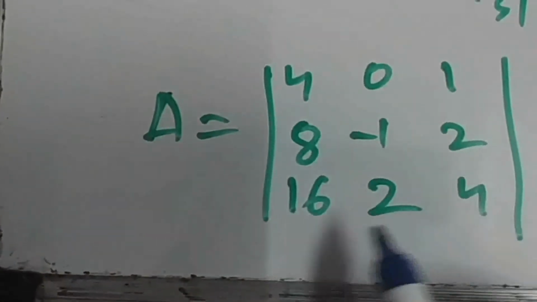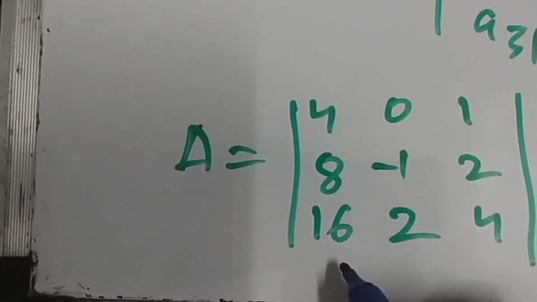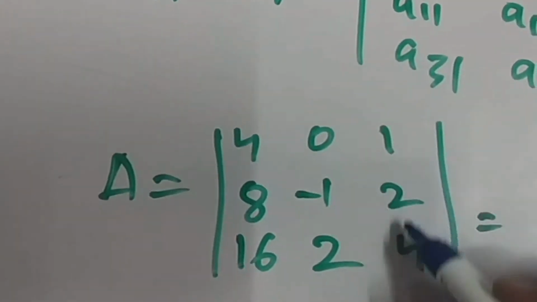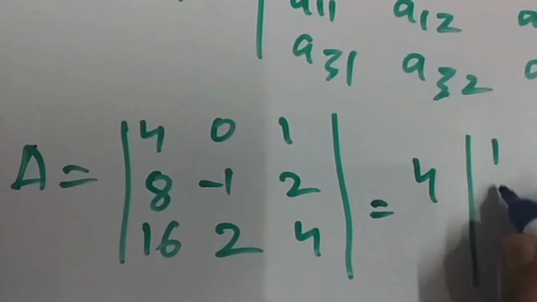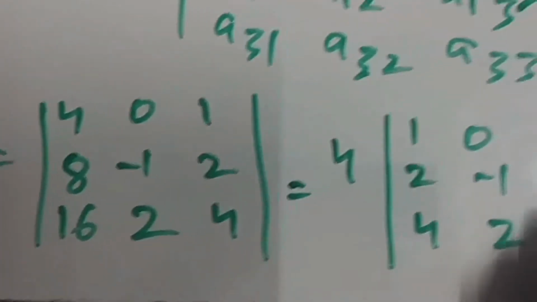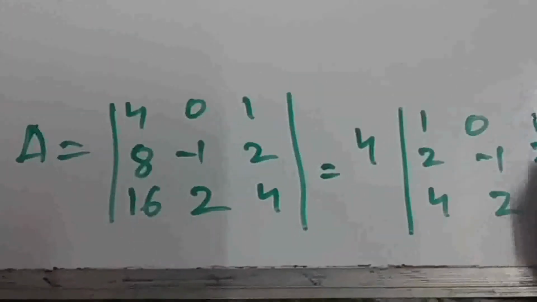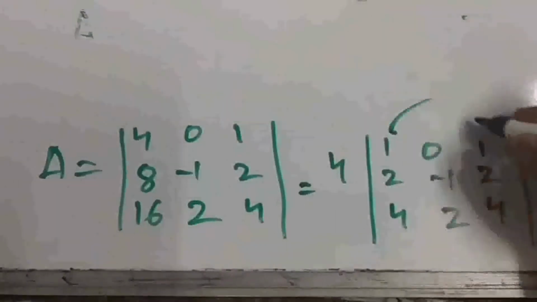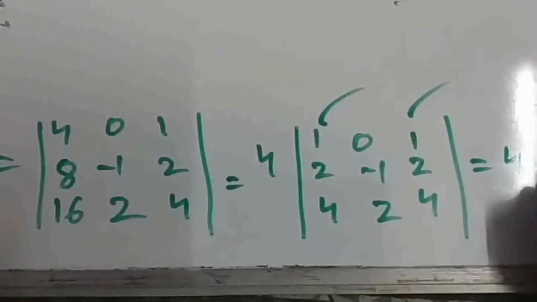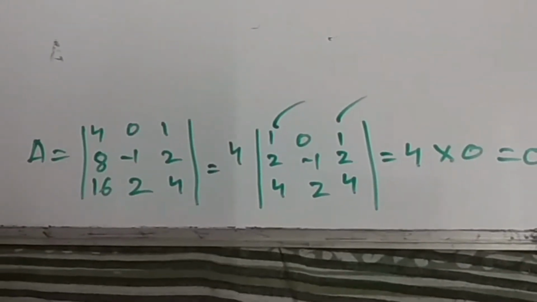So how will you solve this? You can take 4 common from the first column, or you can multiply 4 in the third column. If you take 4 common from the first column, 4 here you write, so here it is 1 2 4, 0 minus 1 2, and 1 2 4. I have taken 4 common from the first column. So these two columns you see are the same. So by the repetition rule, 4 into 0, that is 0. If any two columns or any two rows are the same, then it is 0.